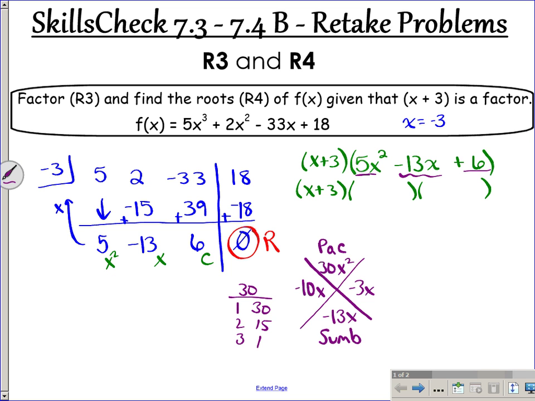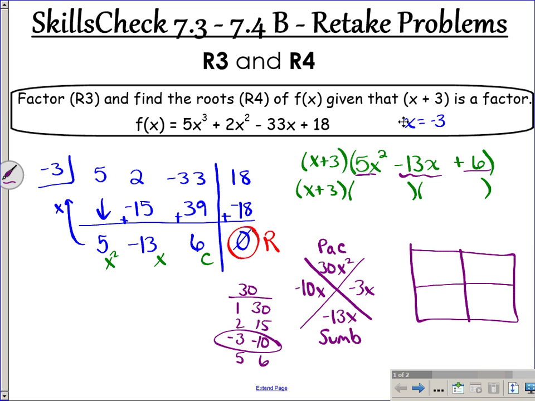A lot of people would be tricked and want to use the 2 and 15 combination, but remember, we need a positive 30. So both factors either need to both be positive or both be negative. So we can do that with the negative 3 and 10. Okay? Then we go to the x, or the box. Inside the first box goes the first term, 5x squared. Last box, last term, 6. And then our other two boxes, we fill in our two factors, negative 10x and negative 3x.